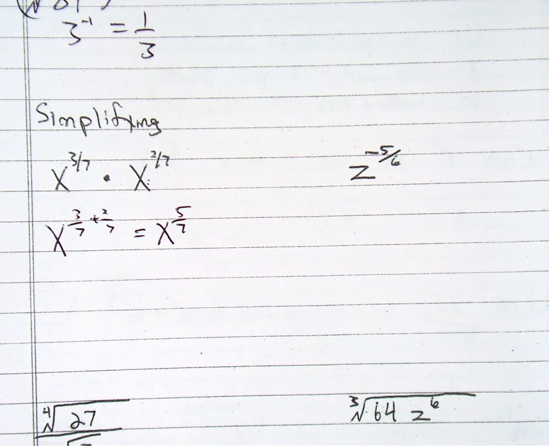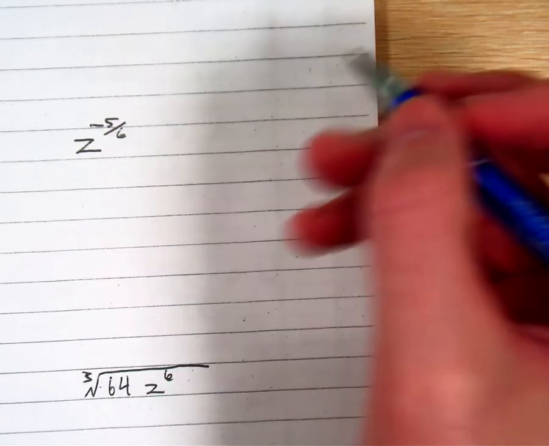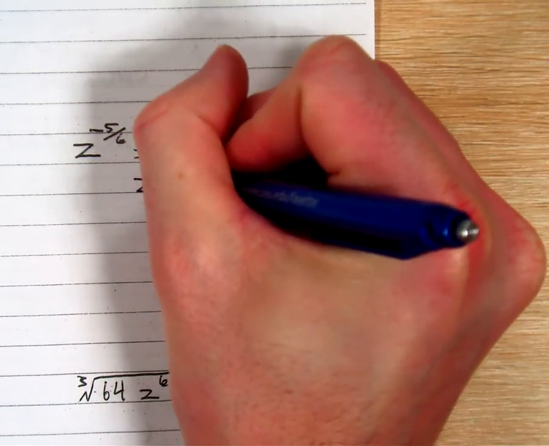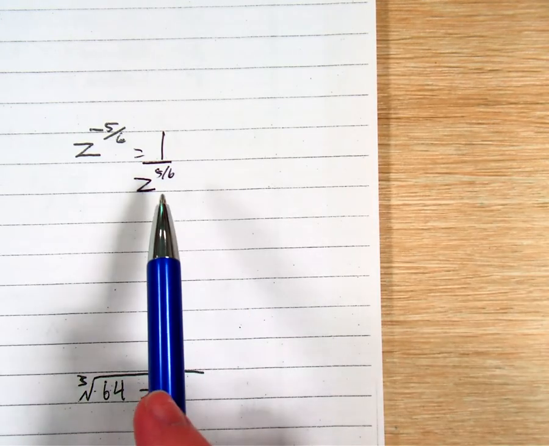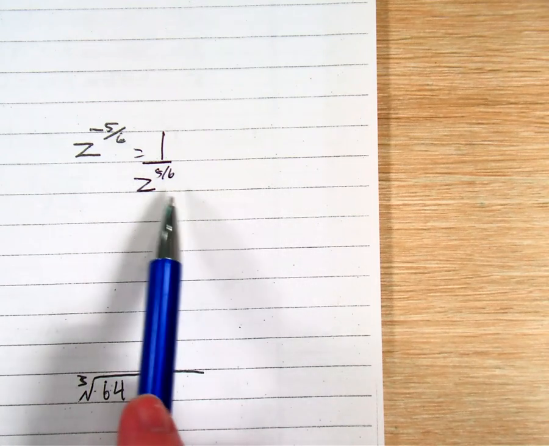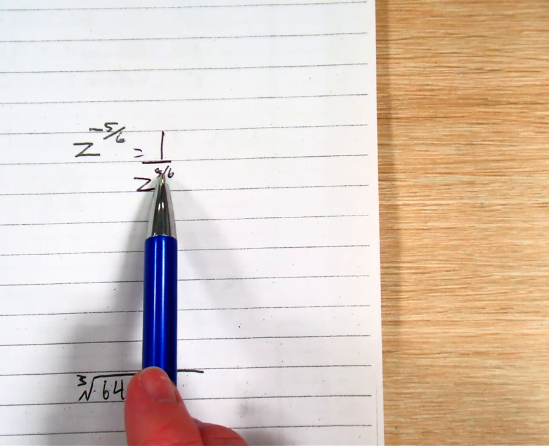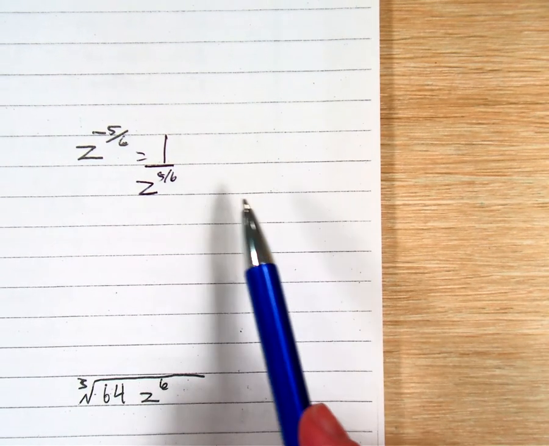All right, z to the negative 5/6 power. Okay, so that negative sign is going to put us at 1 over z to the 5/6 power. That's kind of a weird one to think about. Okay, and we said we can't have any roots on the bottom. So this 5/6 is kind of like a root because we have z to the 5th power, 6th root.